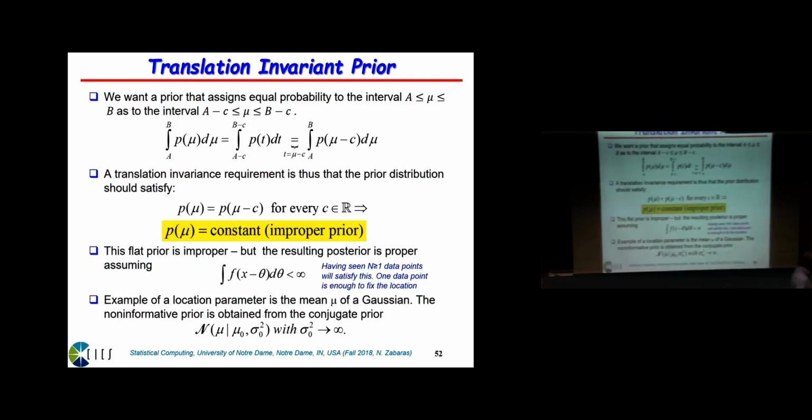You don't care about the prior. Is the posterior a proper distribution? If it is, then you're in business. Now, I mentioned this constant distribution being translation invariant.